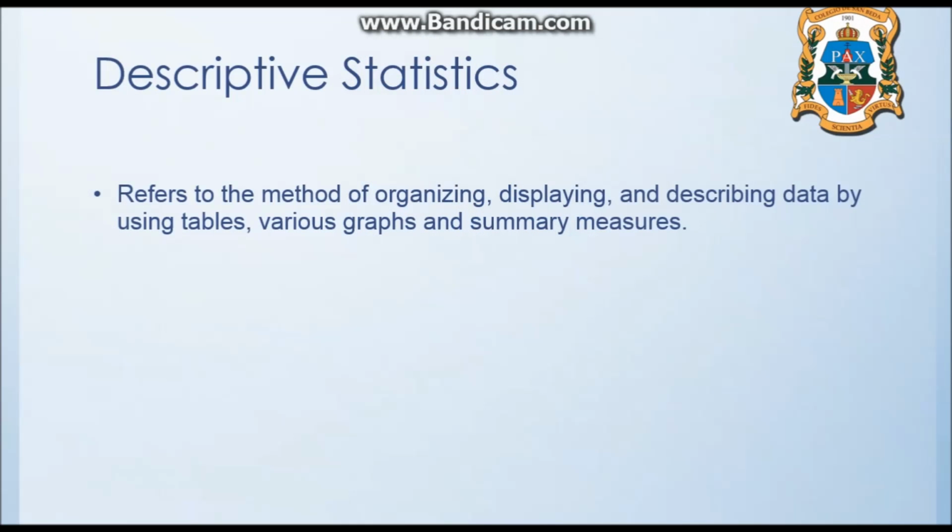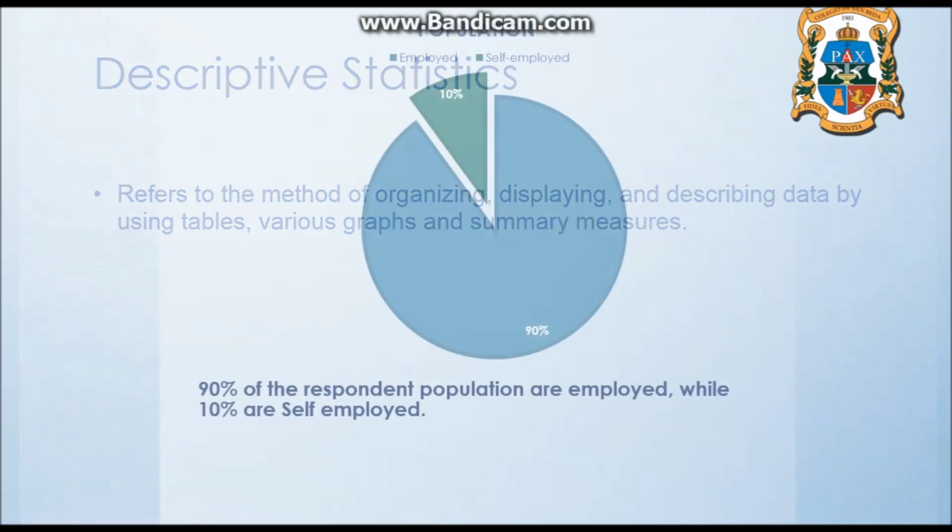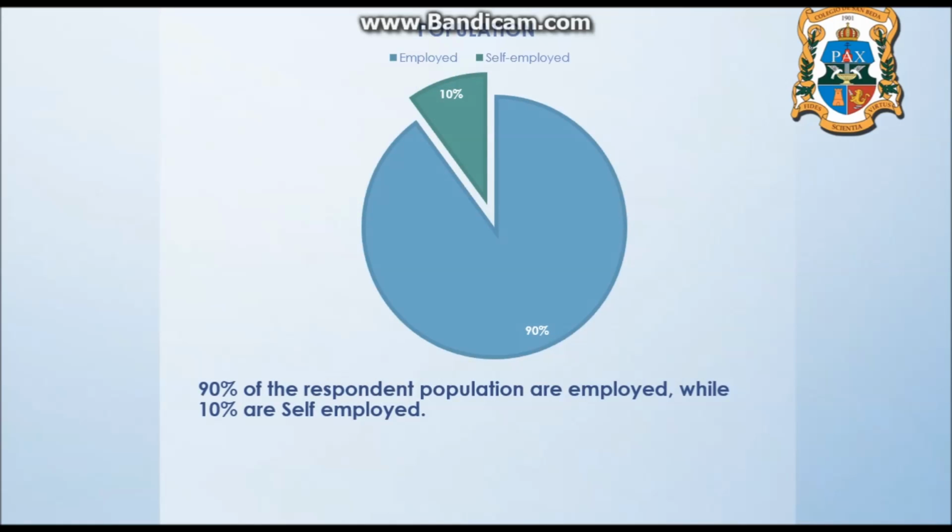Descriptive statistics refers to the methods of organizing, displaying, and describing data by using tables, various graphs, and summary measures. So let us look into an example. A study conducted a survey in which the researchers analyzed the following data. 90% of the respondent population are employed, while 10% are self-employed. As you noticed, the interpretation mainly described the pie graph.